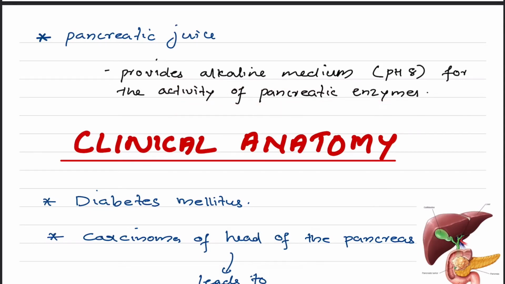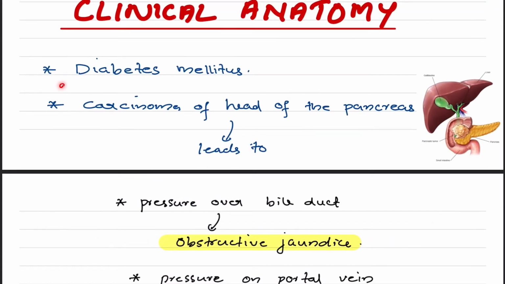Now let's discuss the clinical anatomy of the pancreas. The main and most important thing is diabetes mellitus. Okay, what is diabetes mellitus? The pancreas is secreting insulin.